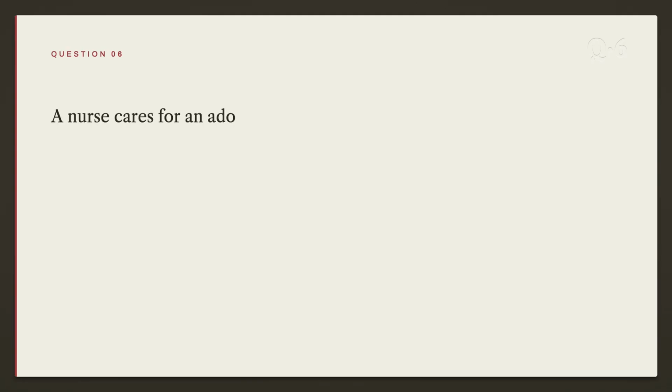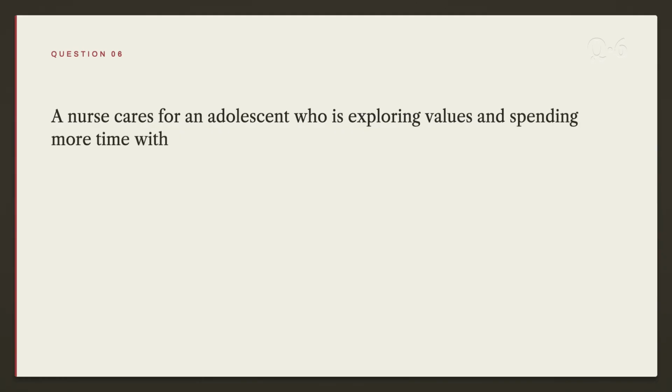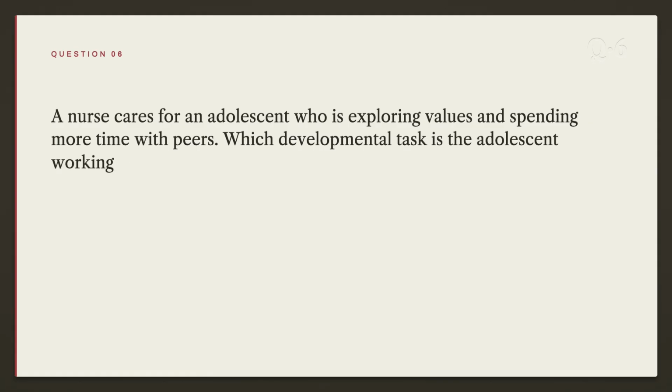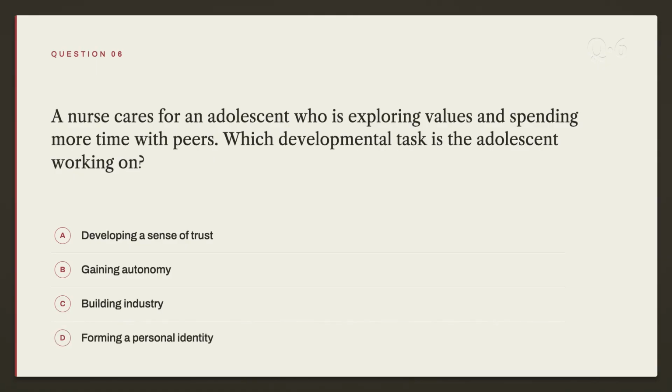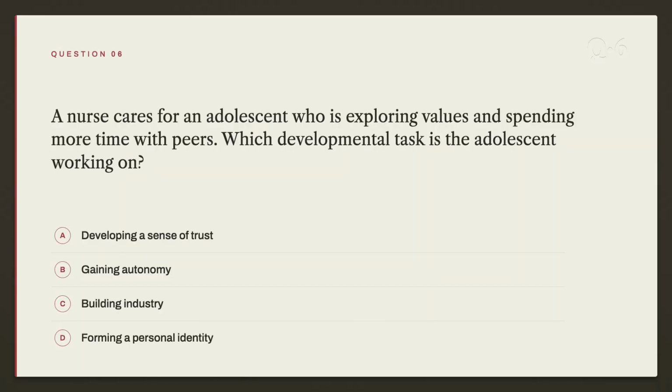Question 6. A nurse cares for an adolescent who is exploring values and spending more time with peers. Which developmental task is the adolescent working on? Your options are A. Developing a sense of trust, B. Gaining autonomy, C. Building industry, D. Forming a personal identity. Which would you go with? Lock it in before the reveal.